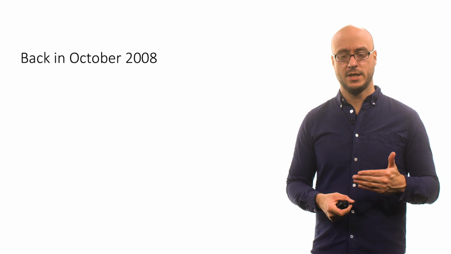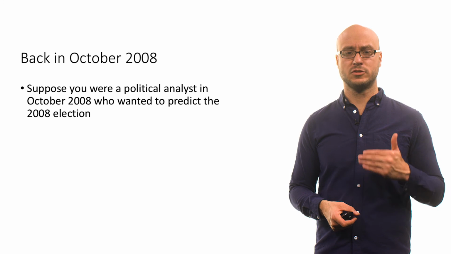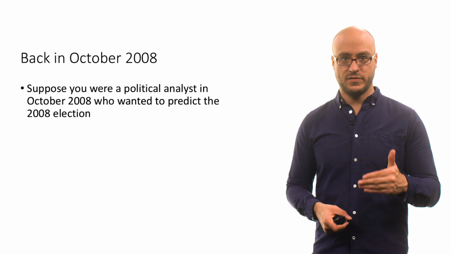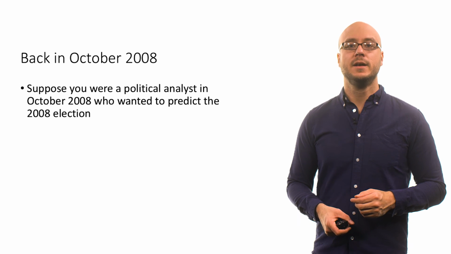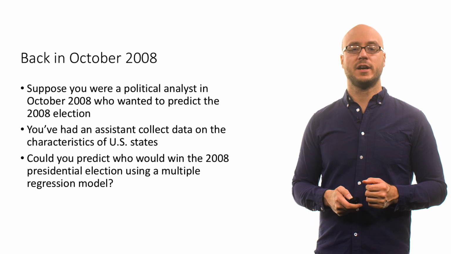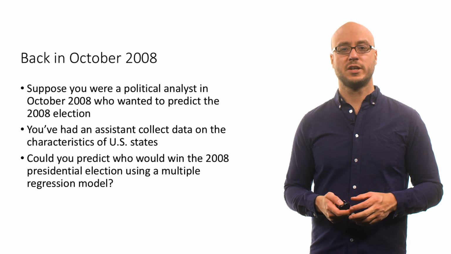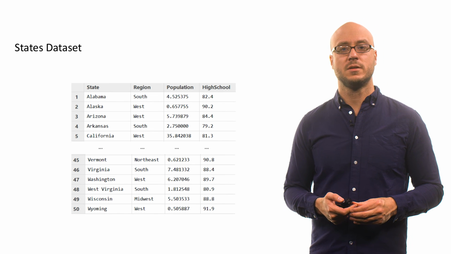Now, let's imagine you go back in time. The U.S. presidential election between Barack Obama and John McCain was in November of 2008. But let's go back to October of 2008. Suppose you were a political analyst in October 2008 and you wanted to predict who was going to win, Obama or McCain, in November of 2008. And suppose you've had an assistant collect data on the characteristics of U.S. states. Could you predict who would win the 2008 presidential election using a multiple linear regression model?